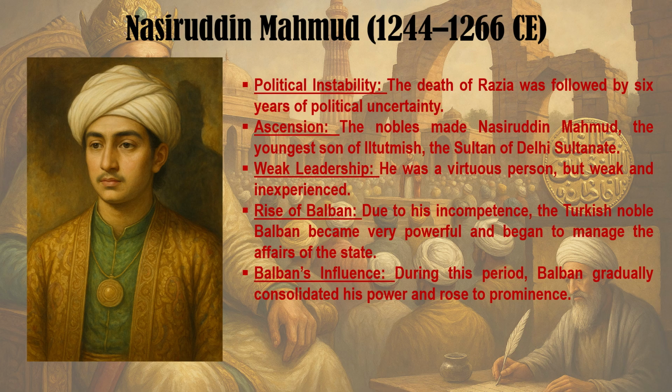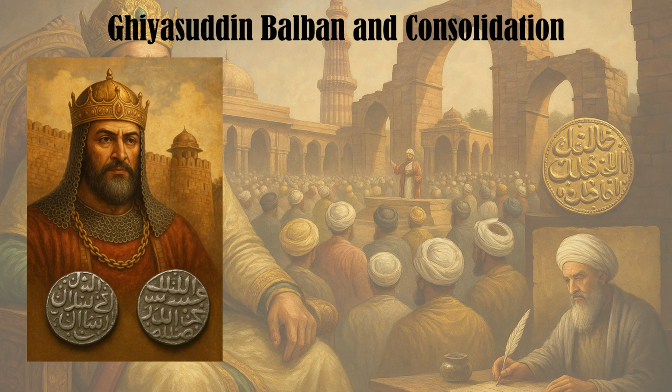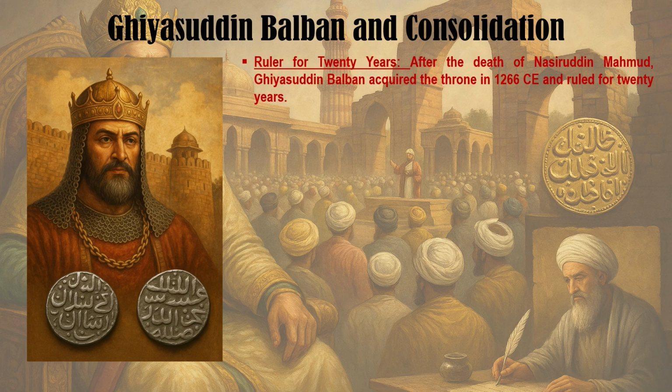So Nasiruddin Muhammad is only important because it was during his time that Balban became powerful. Nasiruddin Muhammad ruled till 1266 CE, and his reign marked the increasing dominance of Balban. So now we will go towards the details of Ghiyasuddin Balban and consolidation. Who was Balban and how did he organize his empire?